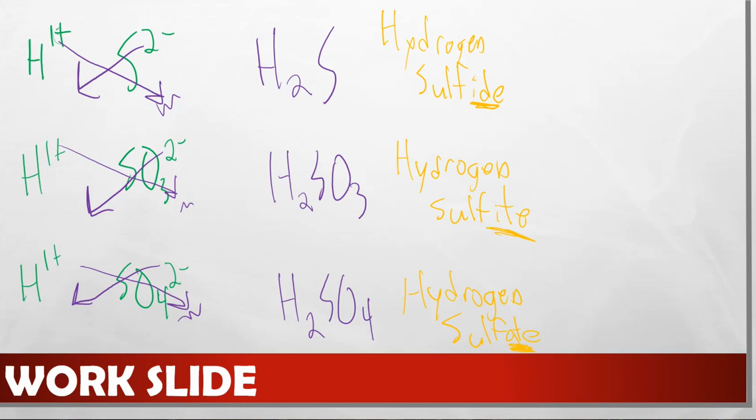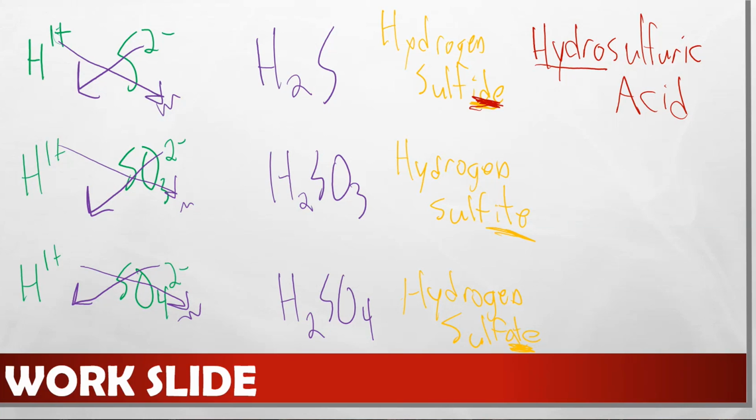So hydrogen sulfide, ide turns into hydro, and then whatever your root is. In this case, it's hydrosulfuric acid. And that's because this is an ide. Because this is an ide, that gives us the hydro-ic.